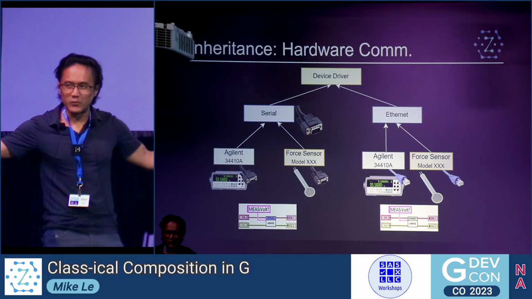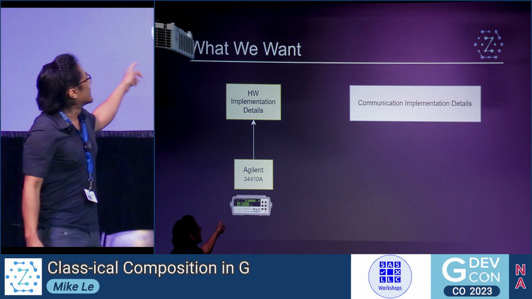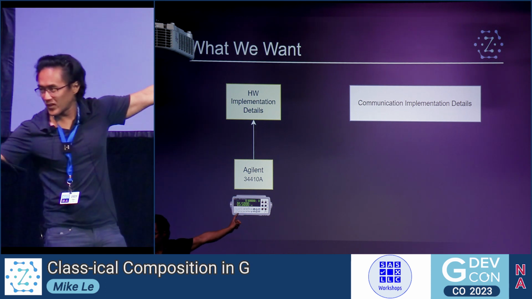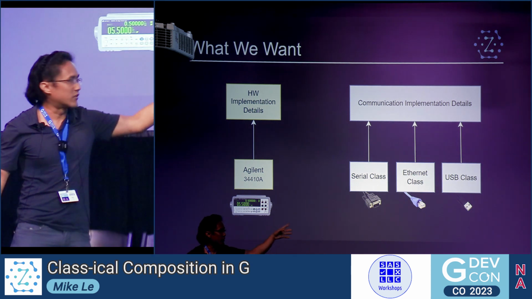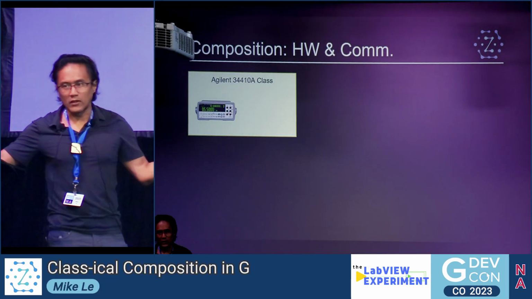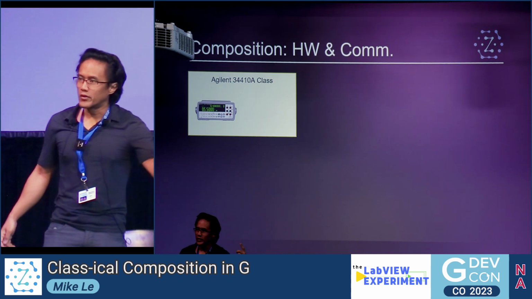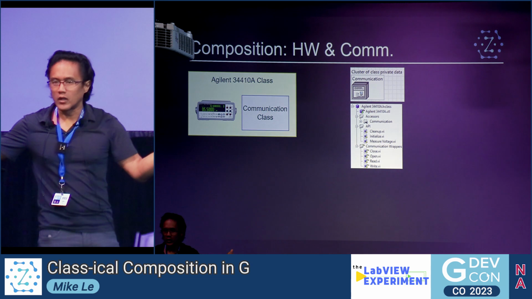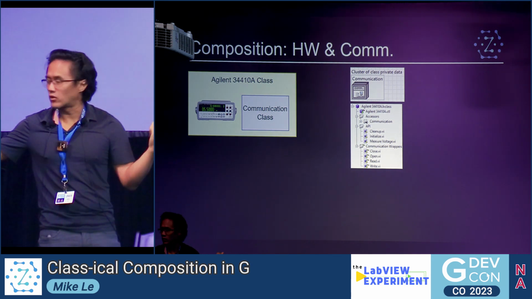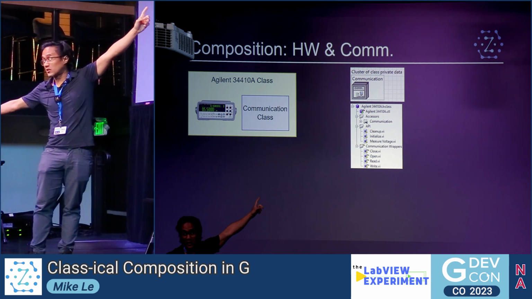And I think if you pay attention to what the presentation is about, you're probably going to know that the way we get to what we want, where we have the child class pointing to the hardware implementation, and the communication details being defined by different child classes, different serial, Ethernet, USB, whatever, we can do that with composition. And what does that look like? So with composition, instead of pointing to a serial or USB or Ethernet parent class, we composite a communication class into the adjoint class.